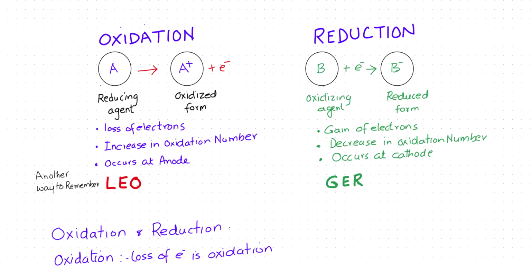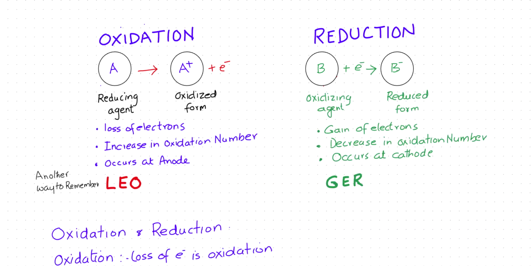Reduction is gain of electrons. So B element gains one electron and converts to B negative ion, it is reduced. B is reduced to B negative, and B is called the oxidizing agent. B is reduced, so it is called the oxidizing agent, and the reduced form is B negative. Reduction is gain of electrons, and in reduction there is a decrease in oxidation number, and reduction also takes place at the cathode. To remember this, you can remember GER: gain of electron is reduction. G for gain of electron is reduction.